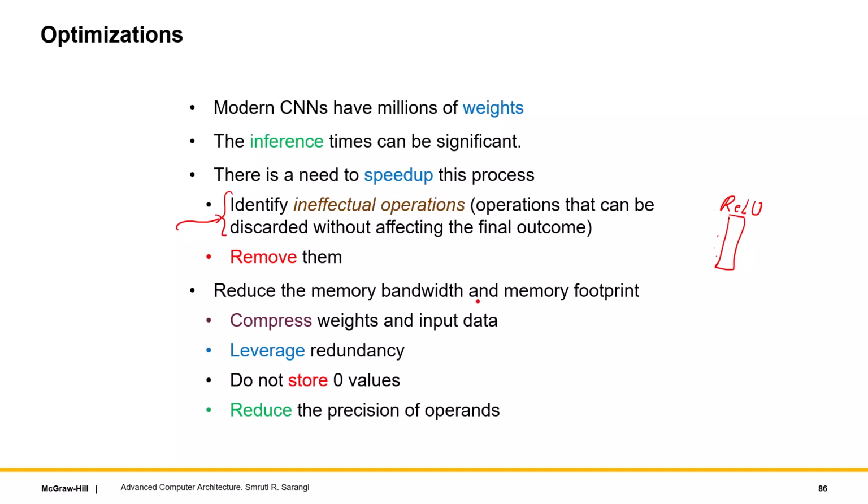Along with that, we can also look at reducing the memory bandwidth and the memory footprint, because if we have so much data, then all of this data needs to come in, it needs to be processed, and it needs to be written back. So of course, the data type is also very important in the case of a neural network.